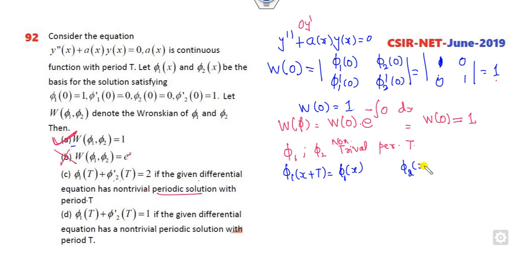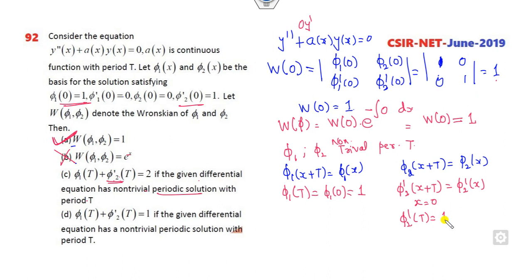Now, you need phi of t, so I can take x as 0. So if x is 0, it will give you phi 1 of t. What is phi 1 of 0? 1. Second, you need phi 2, so I can take the derivative. Fine. Now, I can take x as 0. So what is phi 2 dash of t? Phi 2 dash of 0 is 1. So phi 2 dash is 1, phi 1 is 1, so 1 plus 1 is 2, the right answer. But 1 is a wrong answer. So A and C are the correct options.